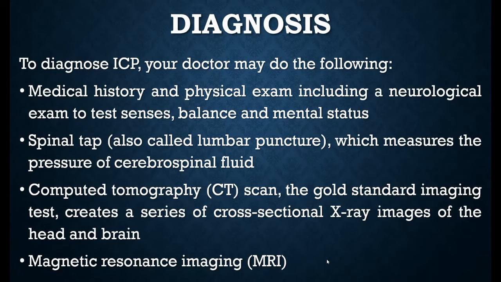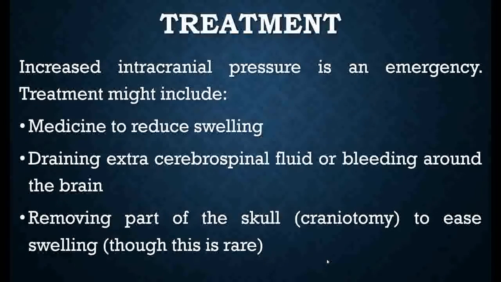For the diagnosis, doctors will first take your history, then do a physical examination which includes neurological tests for senses, balance and mental status. Then he is going to do a lumbar puncture to check the pressure of the cerebrospinal fluid. Then he can also go for a CT scan or MRI for checking images of the head and brain for any injury or tumor.